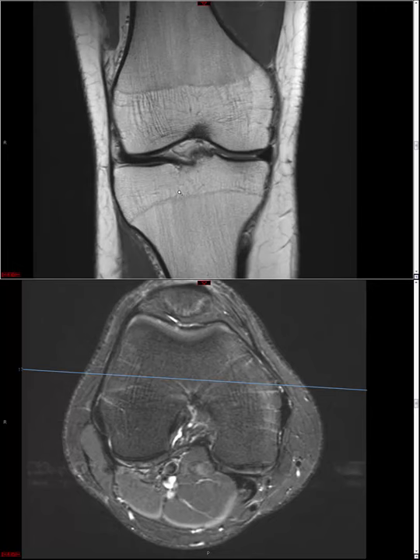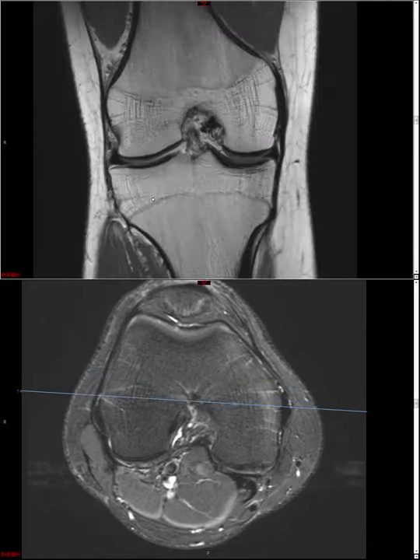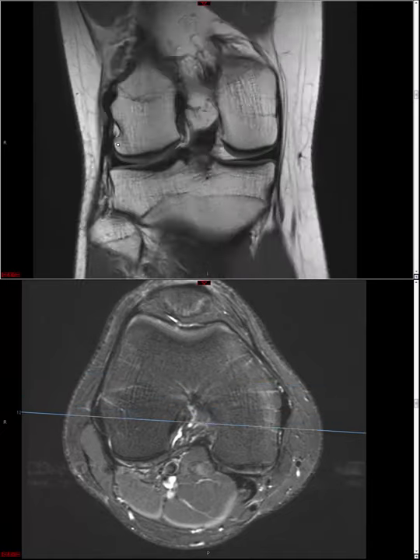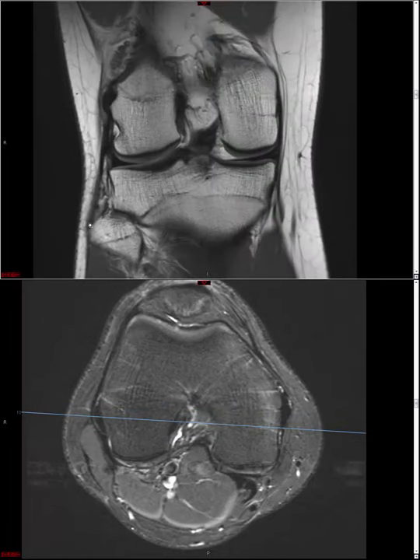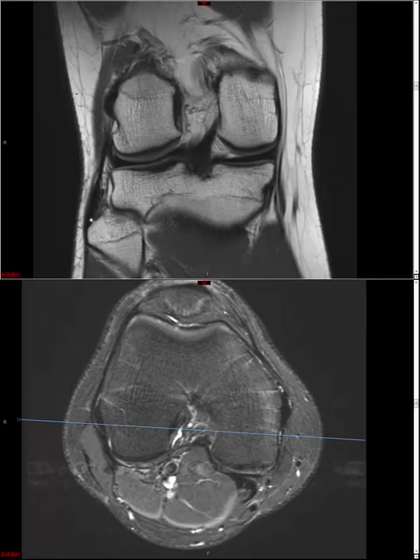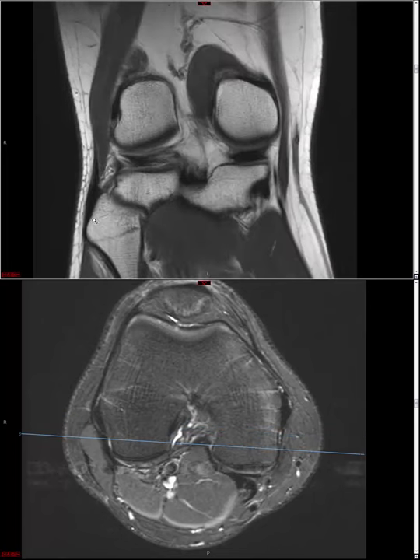So from anterior to posterior, we have the iliotibial band, okay, and then as I scroll slightly more posteriorly, we have the popliteus, right, and then we have the LCL coming off the lateral femoral condyle and inserting on the lateral aspect of the fibular head, and then even more posteriorly still, we have the biceps femoris muscle and then the tendon, and it too inserting onto the lateral aspect of the fibular head.